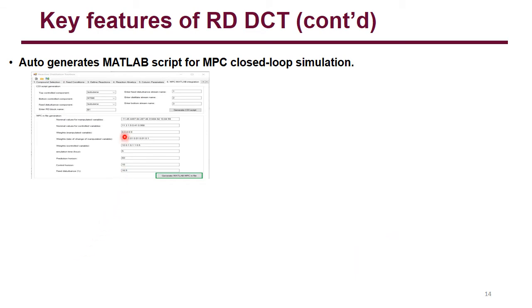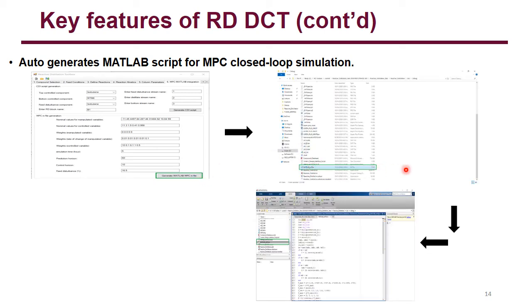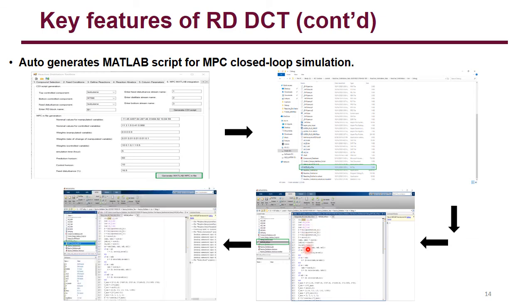Another key feature is that after exporting all the nominal values of the manipulated and control variables and providing all the controller parameters, like the prediction horizon and control horizon, if we click on generate MATLAB MPC file, a MATLAB file is generated in a local directory. We can just load this file into MATLAB. As you can see, the code is automatically written; the user doesn't have to write any code. And after running this MATLAB file, we can perform the MPC closed-loop simulation, and data is stored in an Excel file in the local directory.